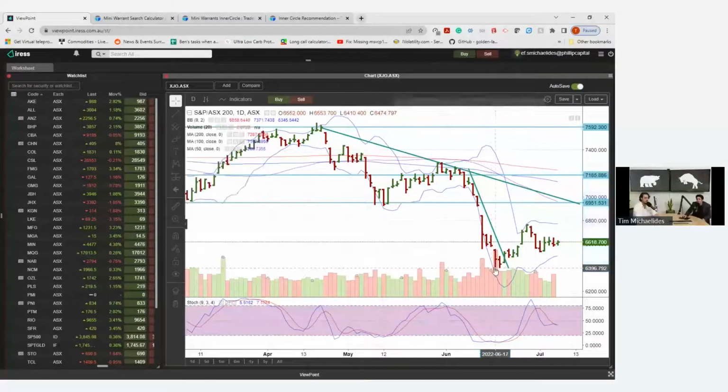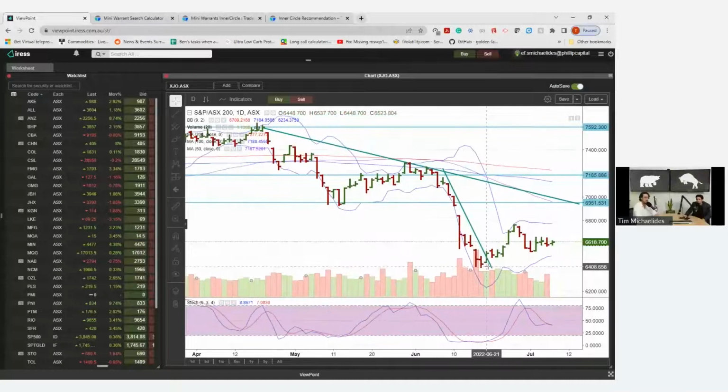The other thing that you can do, even though that downtrend line, as Tim said, is a little bit sketchy, doesn't mean we won't draw it in. It just means it's not fully confirmed yet.